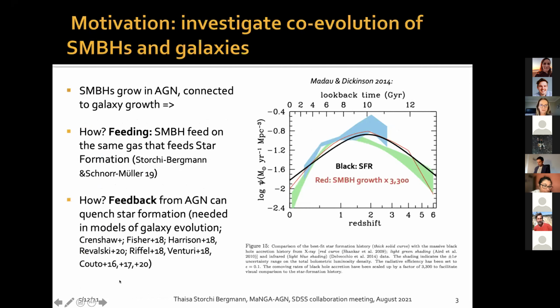Okay, the motivation. So we know that the supermassive black holes grow connected to the galaxy growth, and this is seen in AGN. And how is this growth happening? Via feeding processes, as the supermassive black hole feeds on the same gas that feeds star formation in the galaxy, and also via feedback processes from the AGN that can quench star formation and are needed in models of galaxy evolution to explain the galaxy luminosity function.